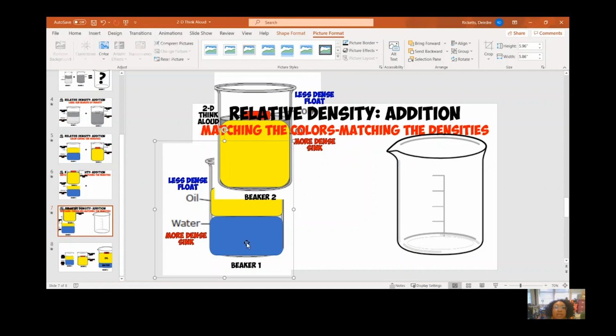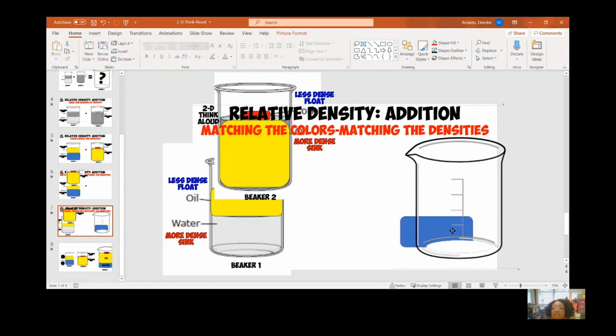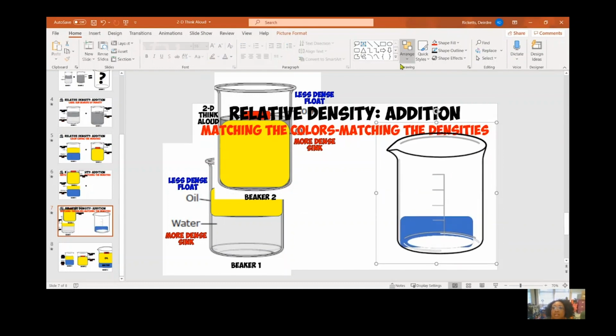So here we go. Let me ungroup and get this together. There we go. Water right here. The bigger beaker, so I'm going to make it a little smaller. Send it to the back so I can do my work. There we go. Make my color even. It's not perfect, but you get it, right? Good.